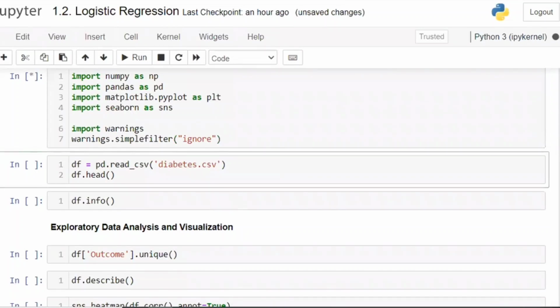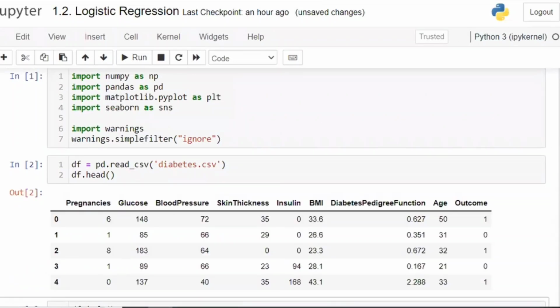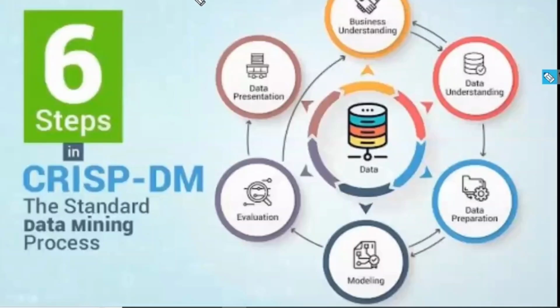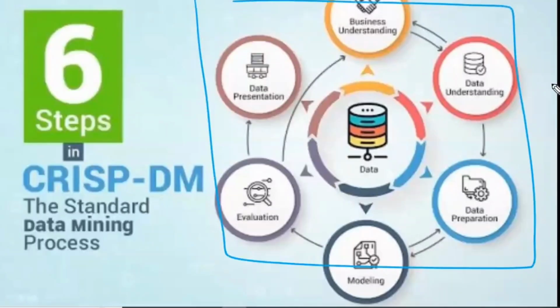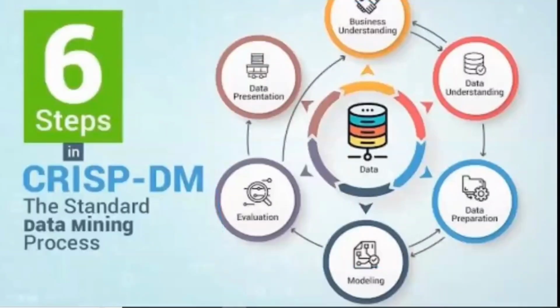Now, first I'm going to take the diabetes data set. Any project has to be implemented using these 6 steps only. Any project has to be implemented using the 6 steps. So what are the 6 steps?